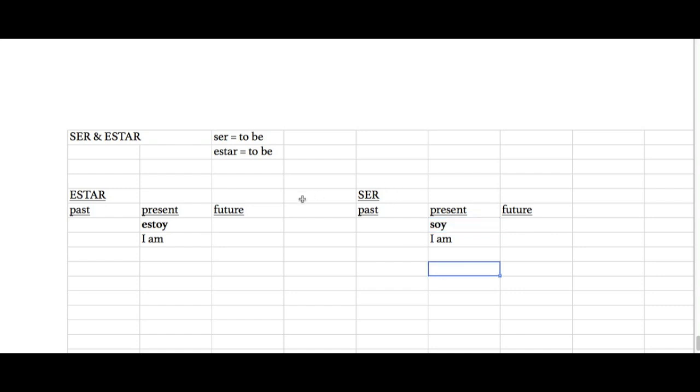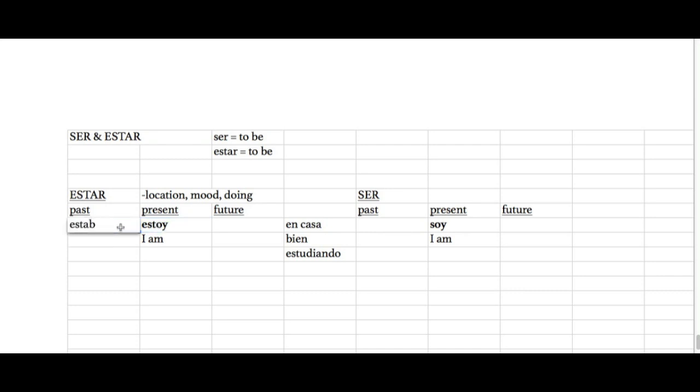All right. So what's the difference between the two? The difference is this. Estar talks about your location. So let's build this up. It talks about your location, it talks about your mood, and it talks about what you're doing. Okay, so I am at home would be estoy en casa. Your mood, I'm fine, estoy bien, or what you're doing, I'm studying, estoy estudiando. Okay, so 3 examples of how to use that.